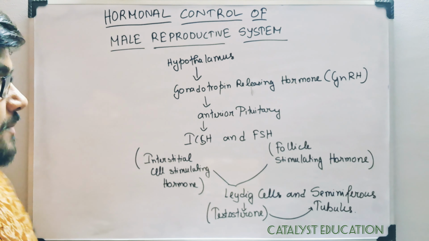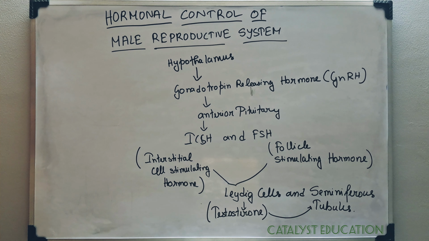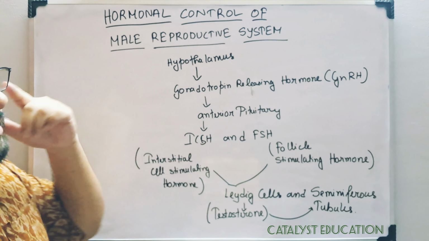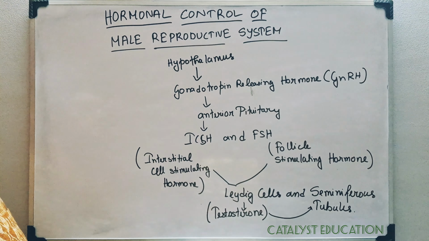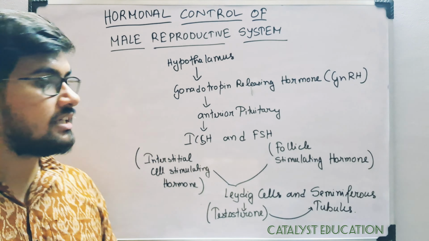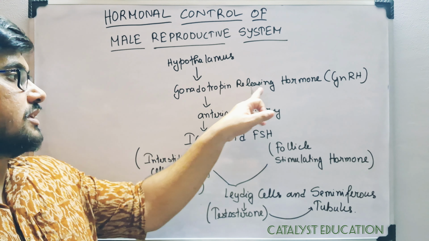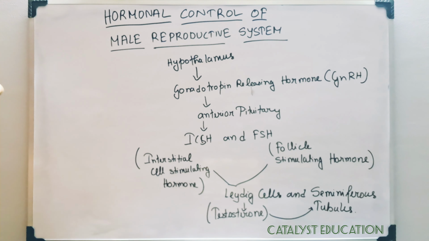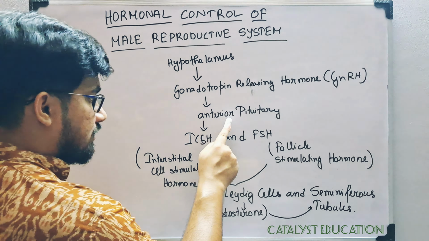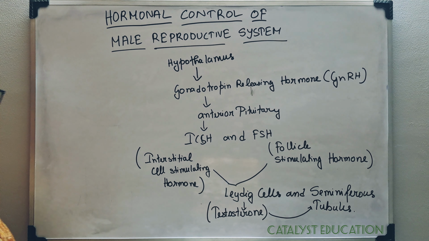So let's recap what happens. The hypothalamus is the primary place from where the first type of hormone is secreted. It's called the gonadotropin releasing hormone, the GnRH. GnRH activates the pituitary, the anterior pituitary.